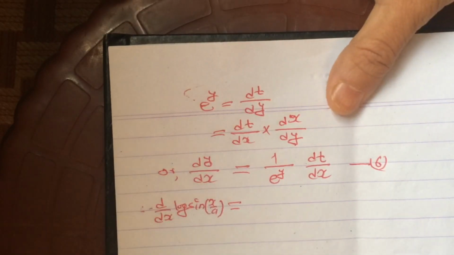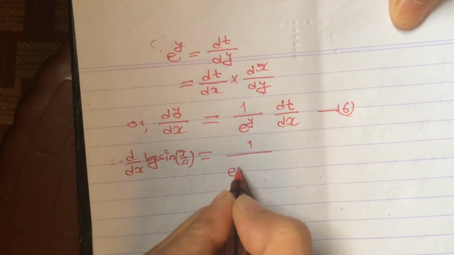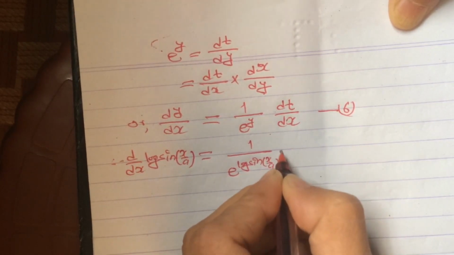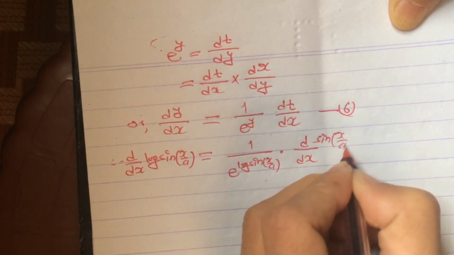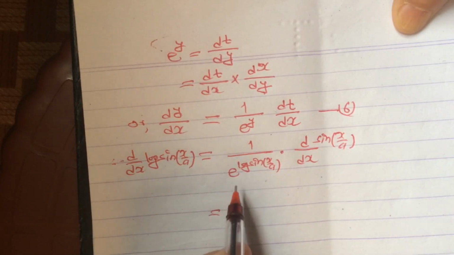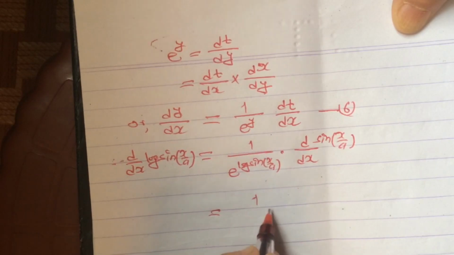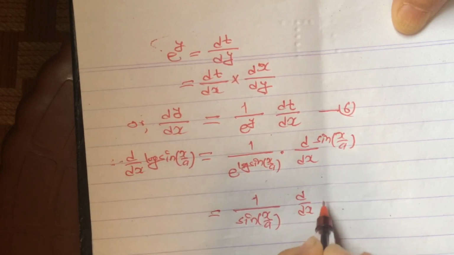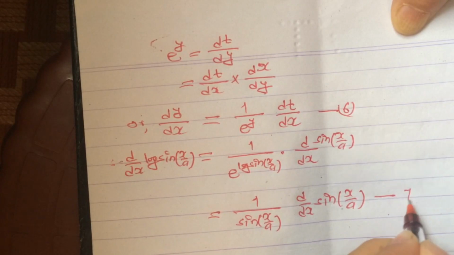This means the derivative of the given function with respect to x is equal to 1 divided by exponential y, which is log sine x divided by a, times d by dx, and t is sine x divided by a. We have supposed t is sine x divided by a, and after using the property of exponential log x is equal to x, from here we get 1 by sine x by a, and d by dx of sine x by a is there. Let this be equation 7.